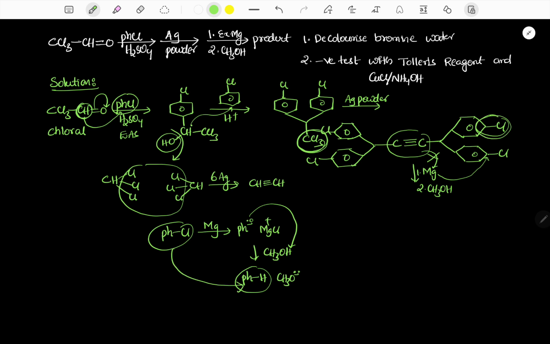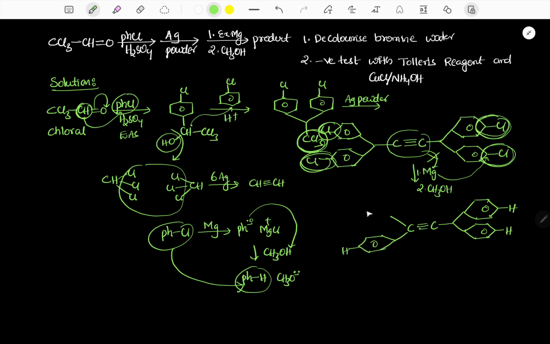Similarly here chlorine, here chlorine, here chlorine, and here chlorine. So these 4 parts convert into Grignard reagent like this. After addition of methanol they convert into the corresponding benzene like this. Therefore the product can be written like this. Here hydrogen coming from methanol, here hydrogen coming from methanol, here hydrogen coming from methanol, and here hydrogen coming from methanol. So this is our product.